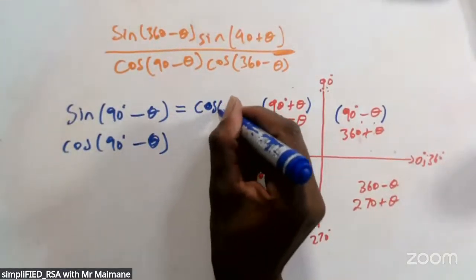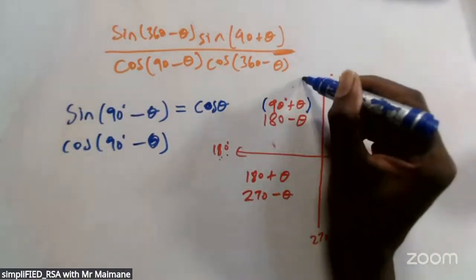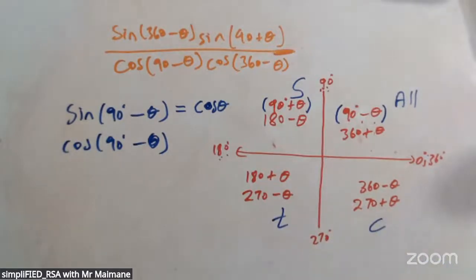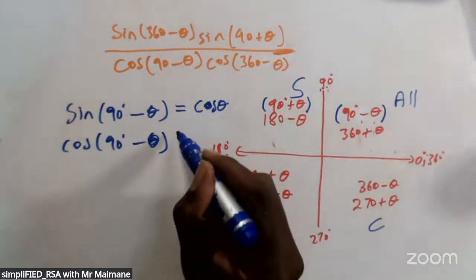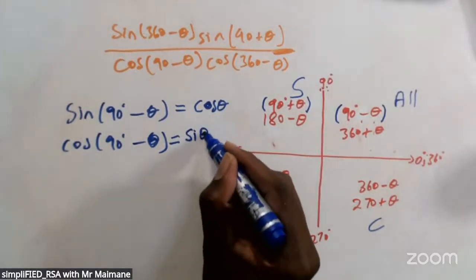And you are doing very well, because you should allow that to guide you. All are positive here, only sine is positive here, only tan is positive here, only cos is positive here. That's the best way to approach it. What would be cos of 90 degrees minus theta? Positive sine theta.